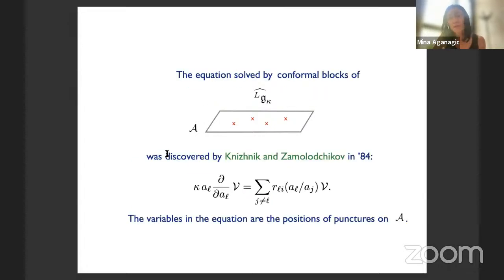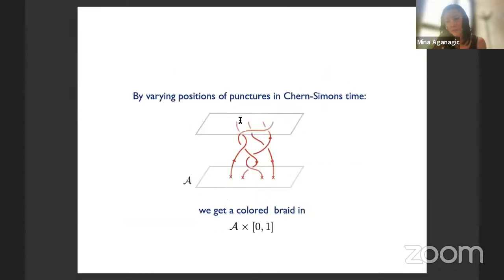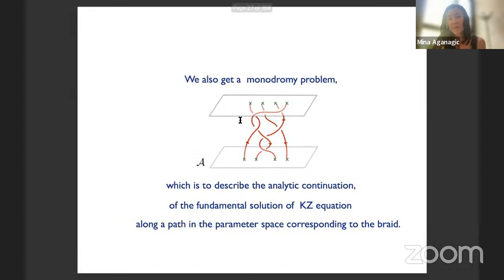The equation solved by conformal blocks was discovered by Knizhnik and Zamolodchikov in '84. The variables in the equation are positions of punctures on the Riemann surface. By varying positions of punctures in Chern-Simons time, we get a colored braid. We also get a monodromy problem, which is to describe the analytic continuation of the fundamental solution of the KZ equation along a path in the parameter space corresponding to the braid.